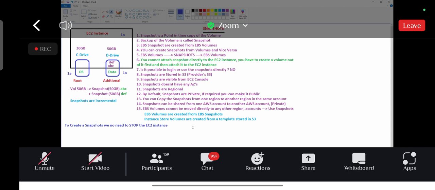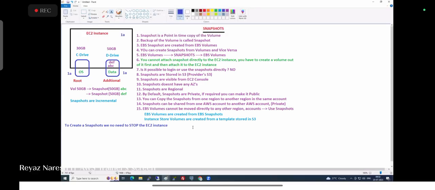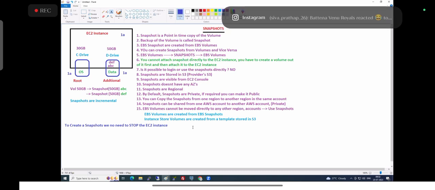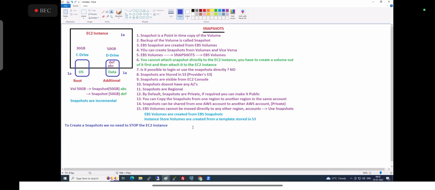See, now, guys, let me take a real-time scenario again. Is there any chance of data loss while sharing to another region? No way. No data loss, because it is a snapshot, no?